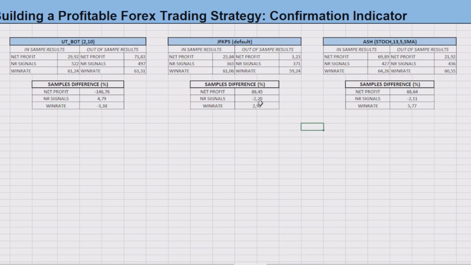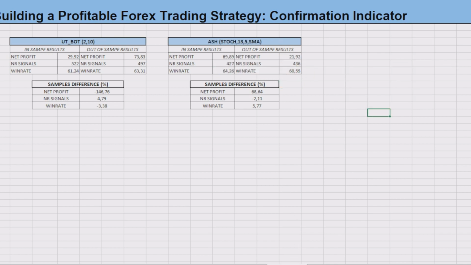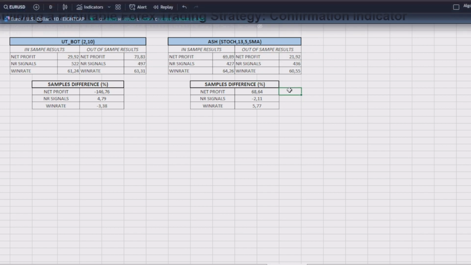The first indicator that I will eliminate is the Zurich filtered case permission stochastic, because despite having a good win rate, it had an overall net profit much lower than the other 2 indicators, and therefore it is eliminated. Looking now at just the UT bot and the absolute strength histogram, we can see that the net profit numbers are very similar. So let's jump to the charts to make our final decision.